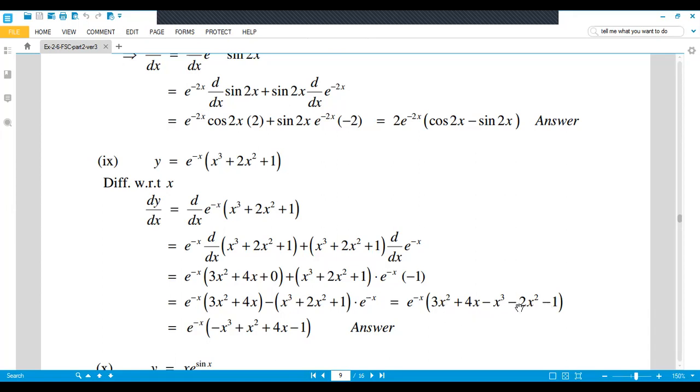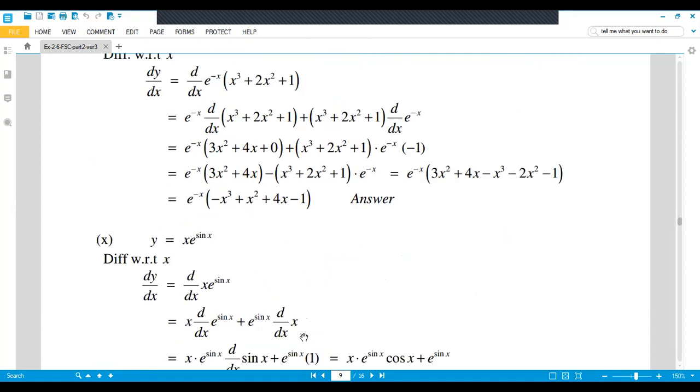So 3x² minus 2x² is x². So we get minus x³ plus x² plus 4x minus 1. So you get the required answer.